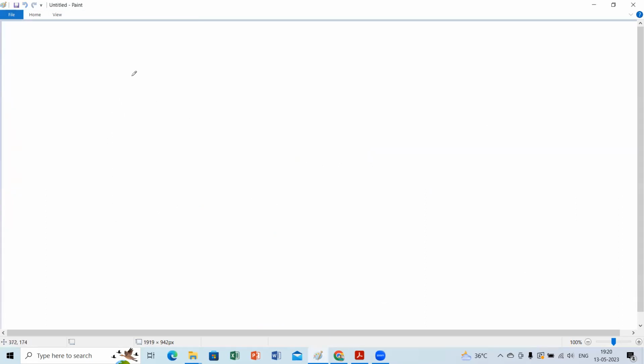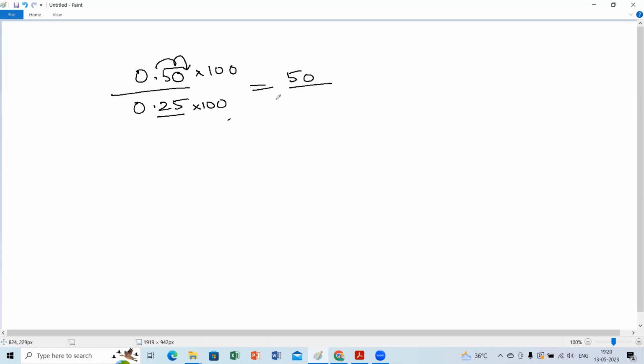Ma'am, then 0.5 divided by 0.25. I'm just confused. Where should I put the point? Two decimal places you are multiplying with, so the same thing should be done with your numerator. You should jump two places towards the right side. That means nothing is there, so you can keep it as 50. I made a mistake and put it as 5.